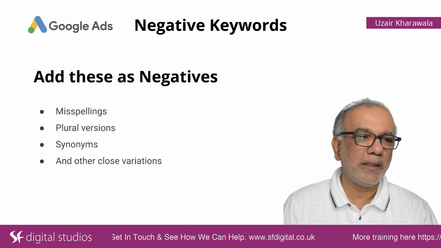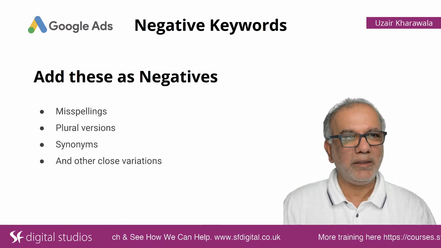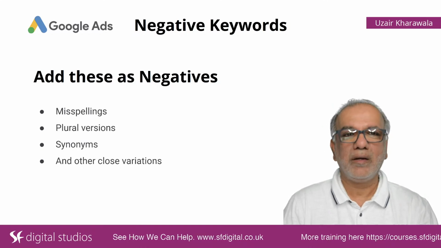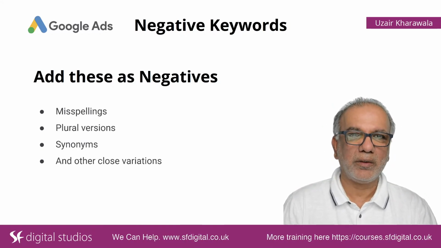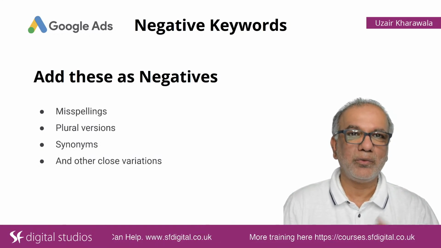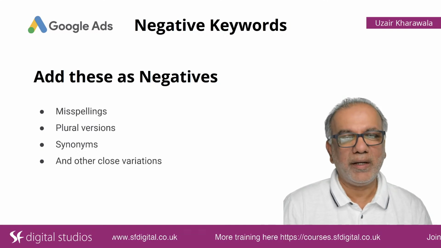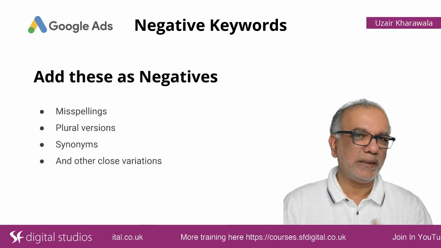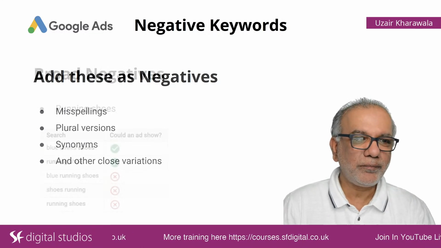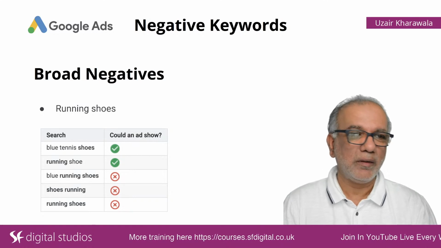So you may find yourself asking, I have put in this keyword, but why is it still showing ads for the misspellings or the plural version? It's because you have to add those in. And this is not a trick, but it's a pro tip: add all the variations to your account level negative list if you are using that.